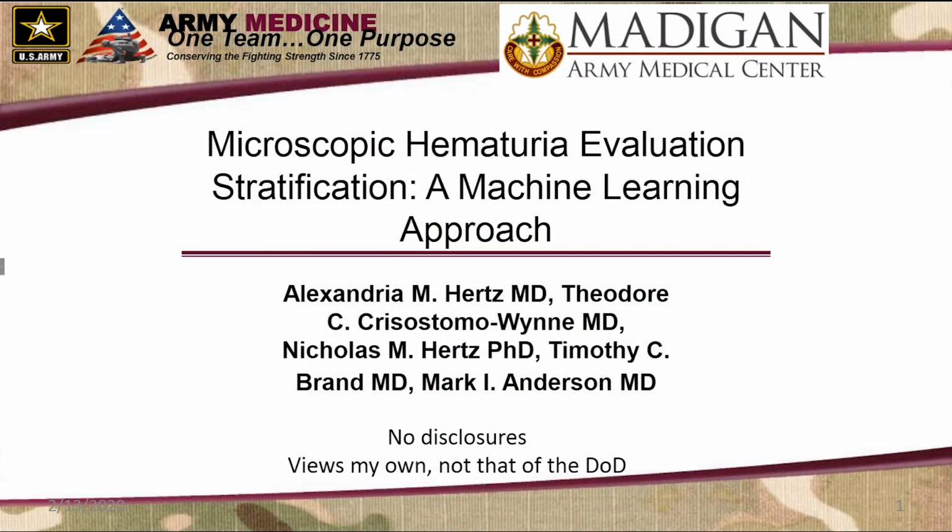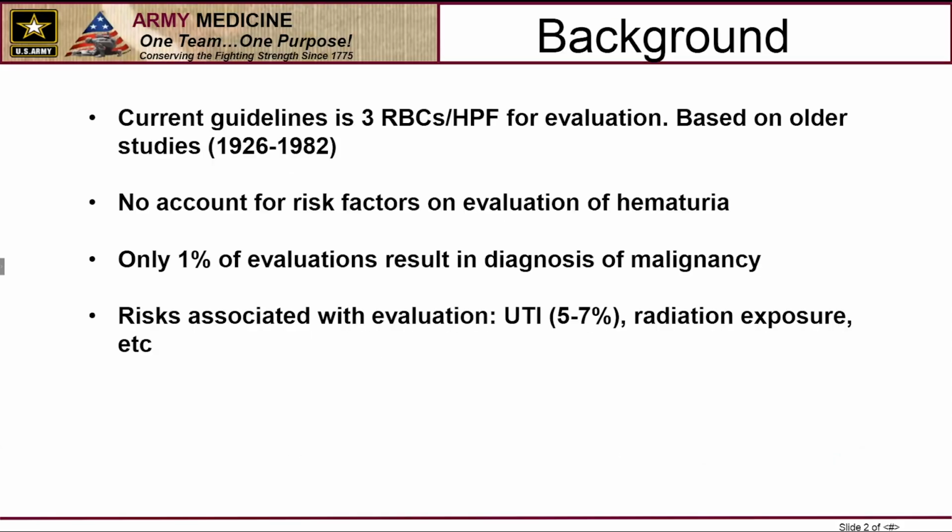I'm presenting on microscopic hematuria evaluation risk stratification, a machine learning approach coming out of Madigan Army Medical Center. For background on the topic, as most urologists know, the current AUA guideline for evaluation of asymptomatic microscopic hematuria is to base it off 1 year analysis with 3 red blood cells per high power field or higher.